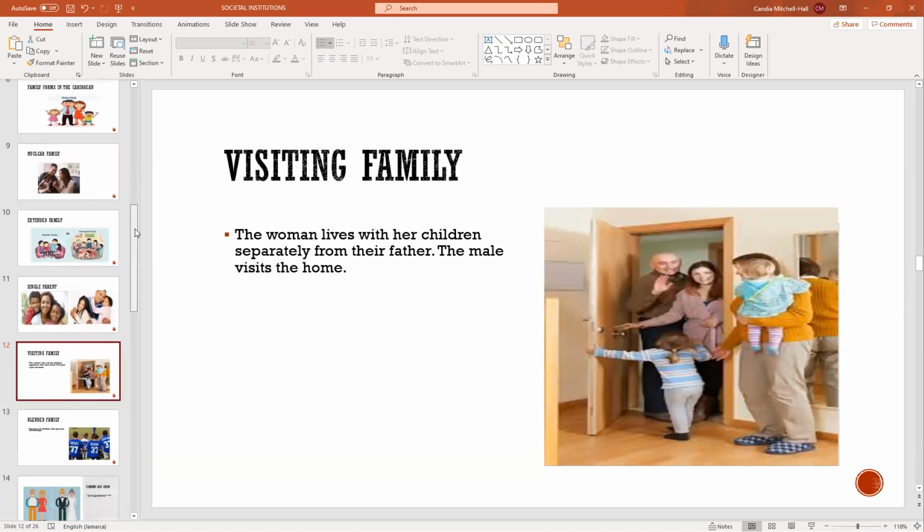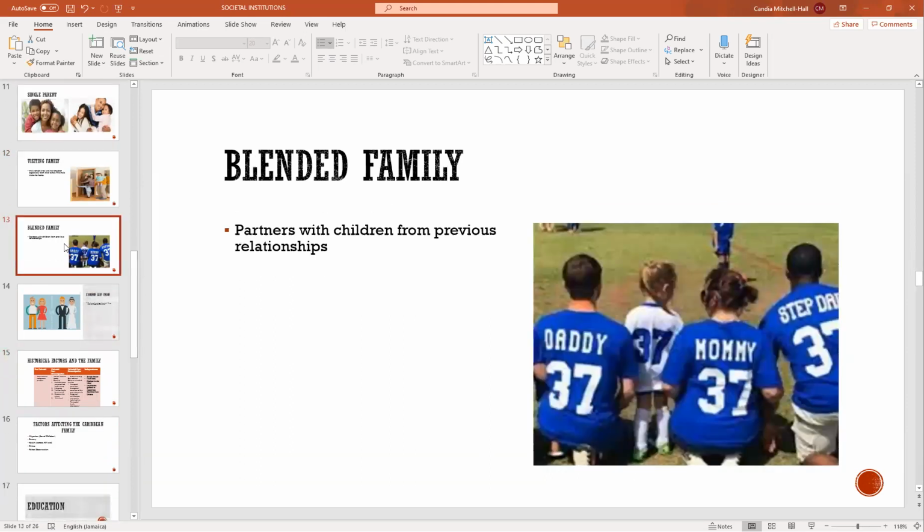Very popular family type. Then you have what we call the blended family in the Caribbean. And so the blended family is partners with children from previous relationships. So a man and a woman, they had children from previous relationships, but they live together with both children. So you have your stepbrother or your stepsister that live with you and your stepfather. That's blended. That's another family type in the Caribbean, the blended family.